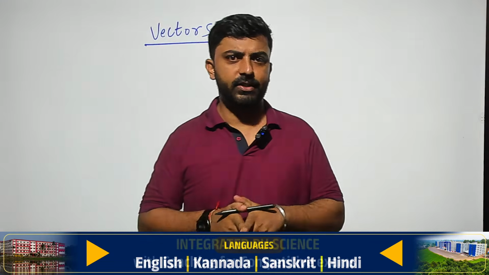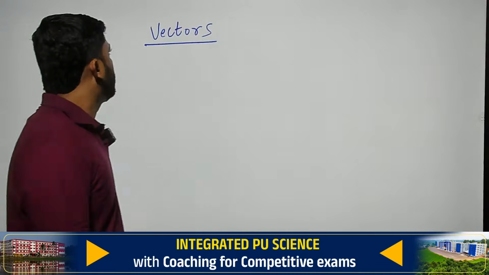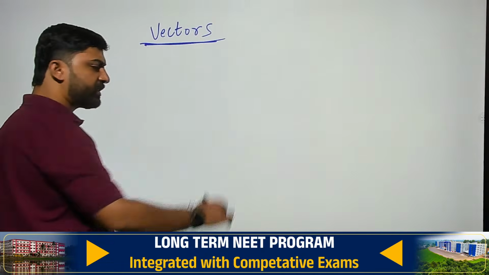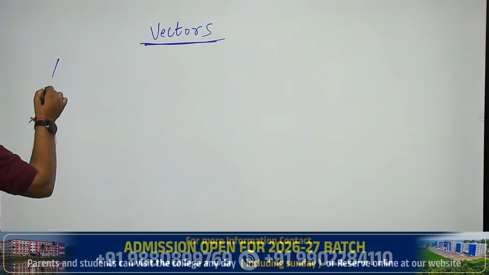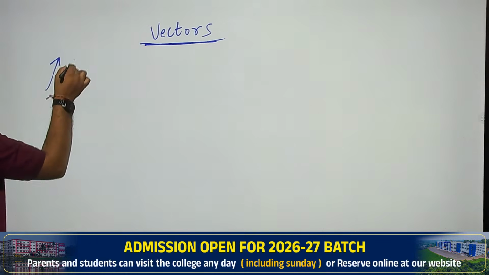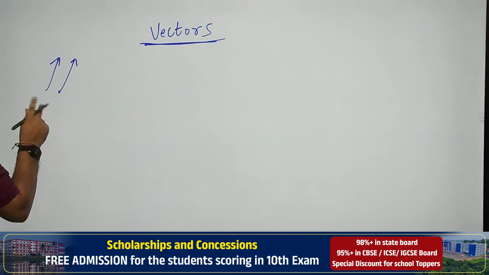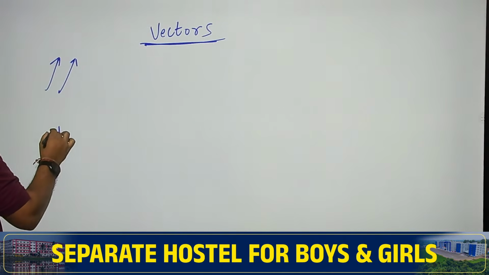Okay. So we shall continue the vectors. We discussed different types of vector. Can you tell me which are they?